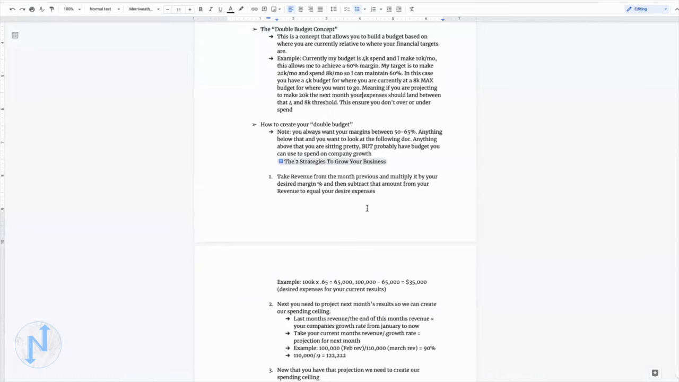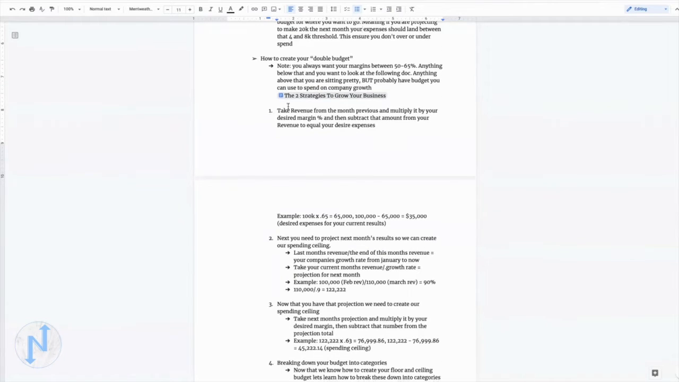All right. So what we're trying to do here is create that double budget. So number one thing that you're going to do is take the revenue. We're going to create the floor first, and then we'll create the ceiling second. So you're going to take revenue from last month, previous month, and multiply it by your desired margin, and then subtract that amount from your revenue to equal your desired expenses for the floor.